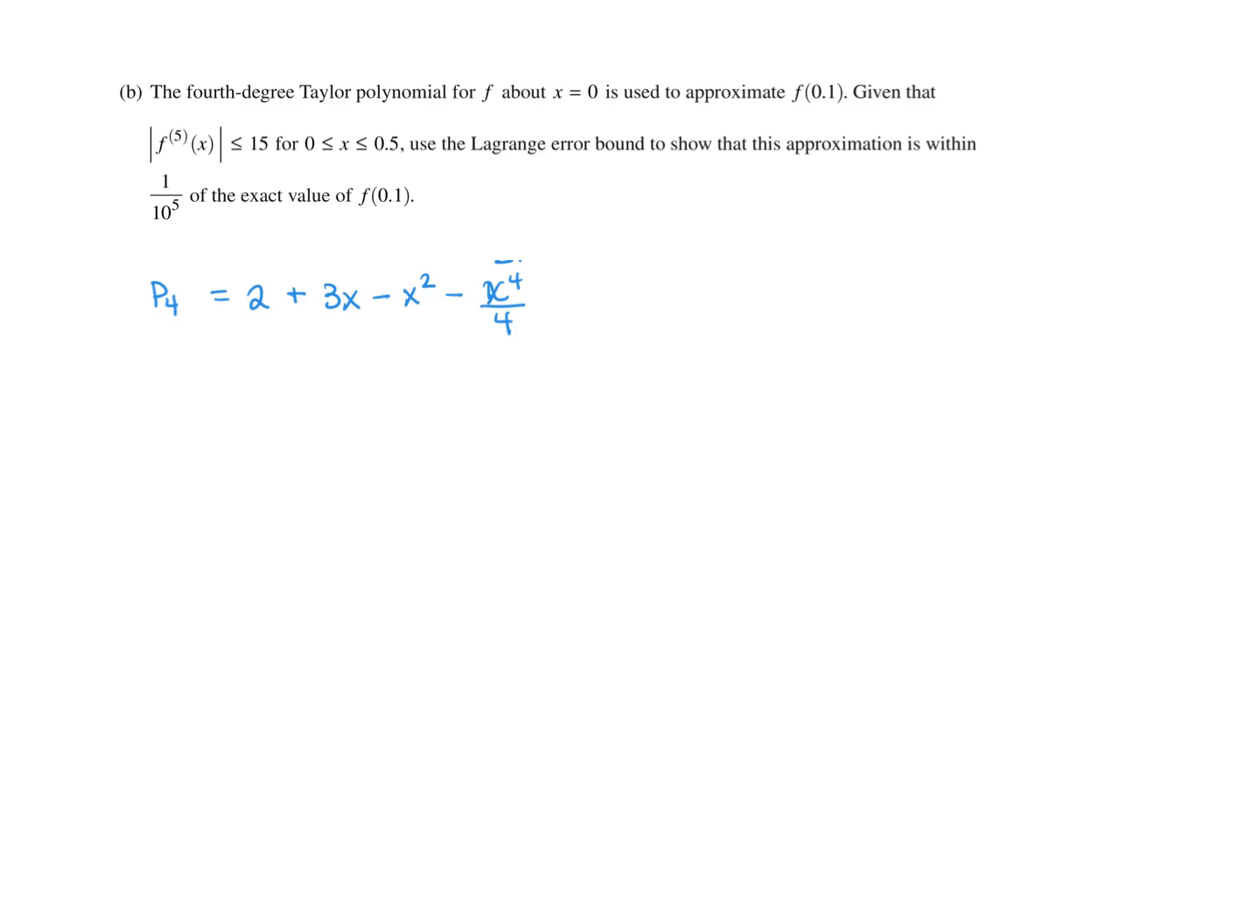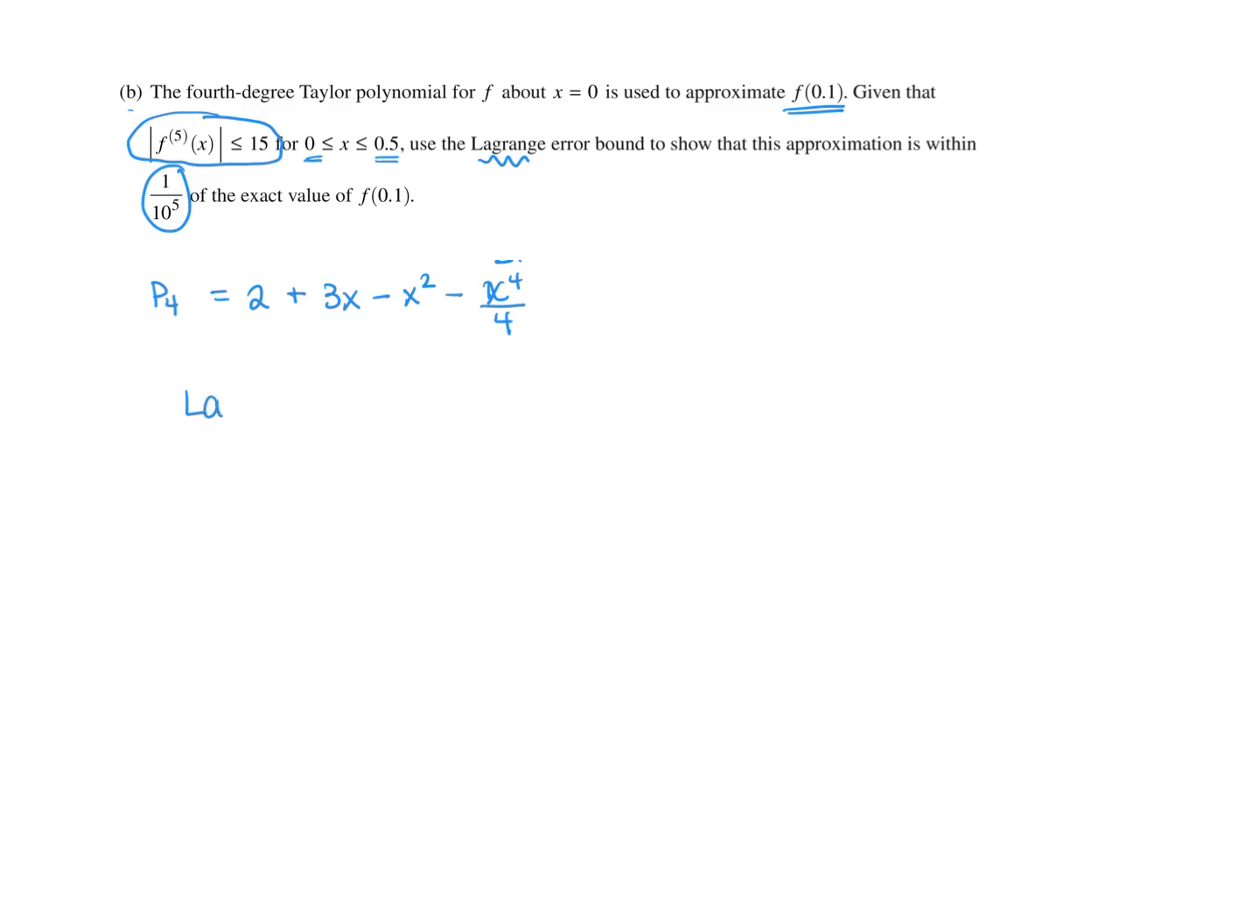All right, so part B is asking for us to, given the fourth degree Taylor polynomial for f used to approximate f of 0.1, given that the fifth derivative is less than or equal to 15 between where it's centered and evaluated, use the Lagrange error bound to show that this approximation is within 1 over 10 to the fifth of the exact value. So what we're looking for is the Lagrange error.